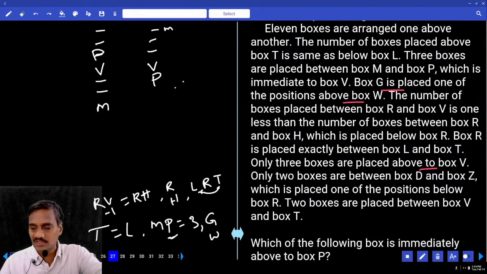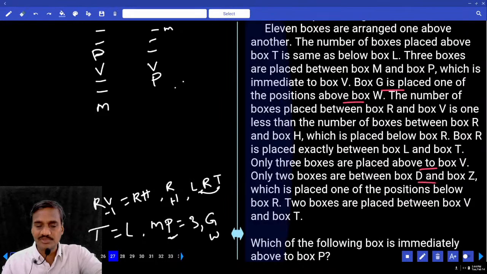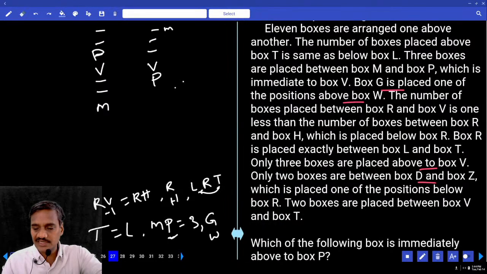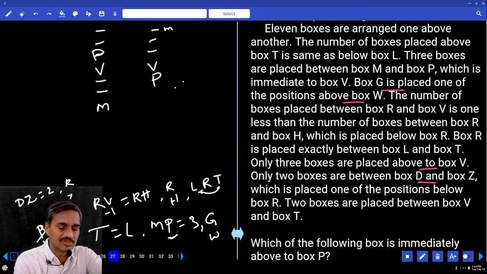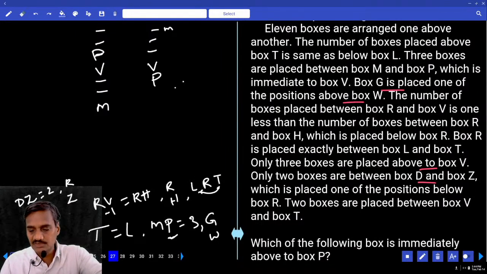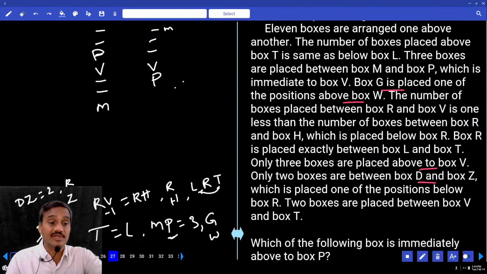There is no more information. And only 2 boxes between D and Z. Z is placed at one of the positions below R. Now how many in between D and Z? There must be exactly 2. And Z is placed at one of the positions below this R. And 2 boxes are placed between V and T. Now between V and T there are exactly 2 boxes. Now this is crucial information.